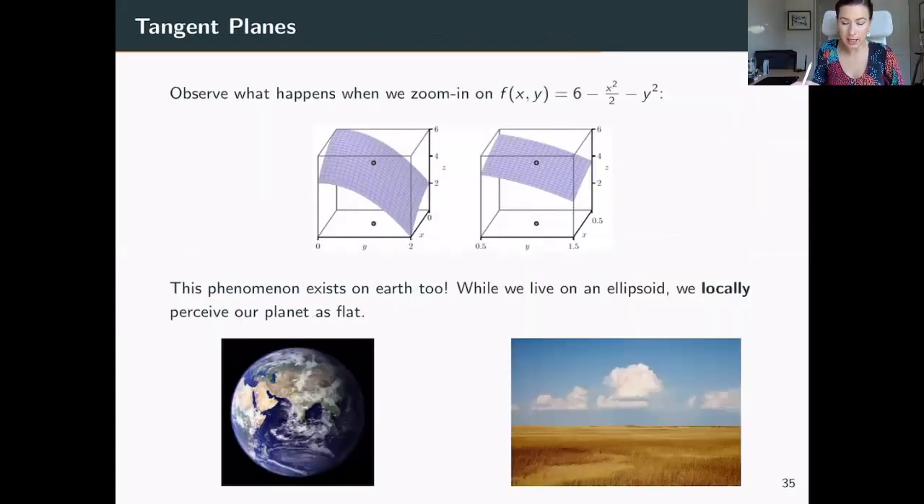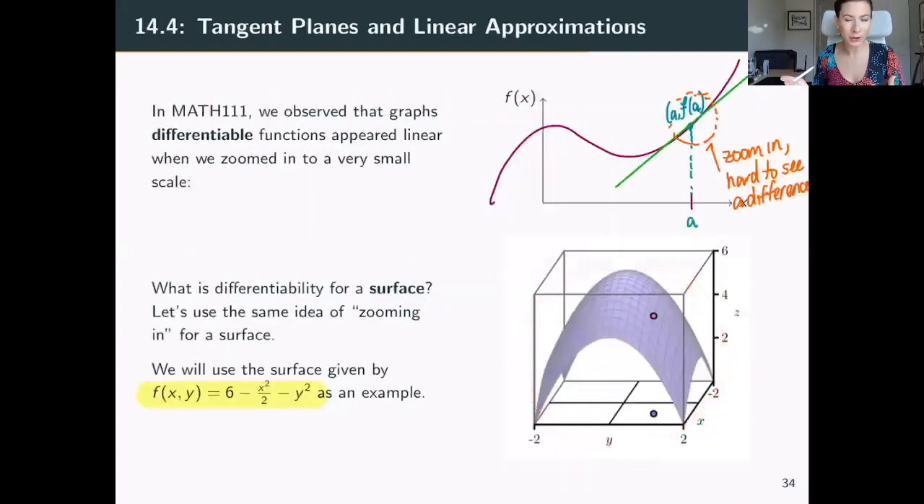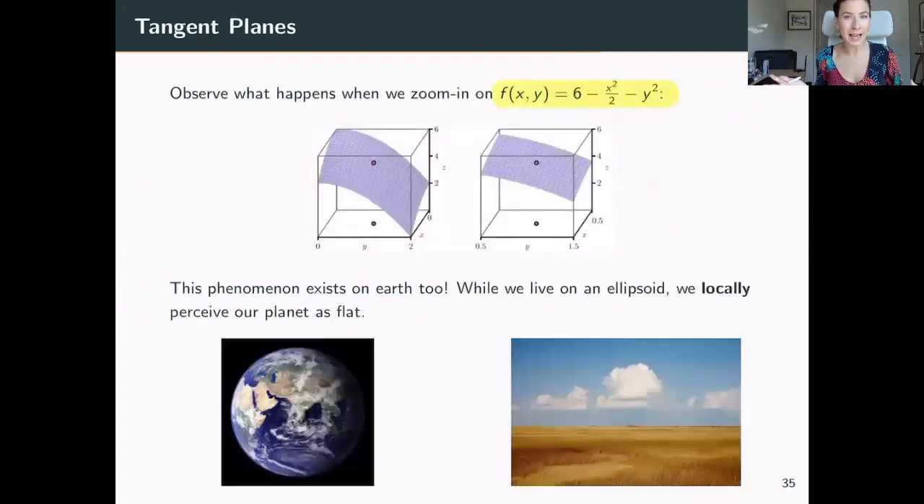So I've taken the graph of this function, f of x y, and zoomed in slightly. So here we get a kind of half zoom in. And then if we zoom in even more, we see that our shape would look something like this. Now, notice that when we zoom in, we start to lose curvature. So here we can see that there's a lot of curvature in our surface, just like here there's a lot of curvature in our graph. But the more that we zoom in, the less that we see that change in the surface.